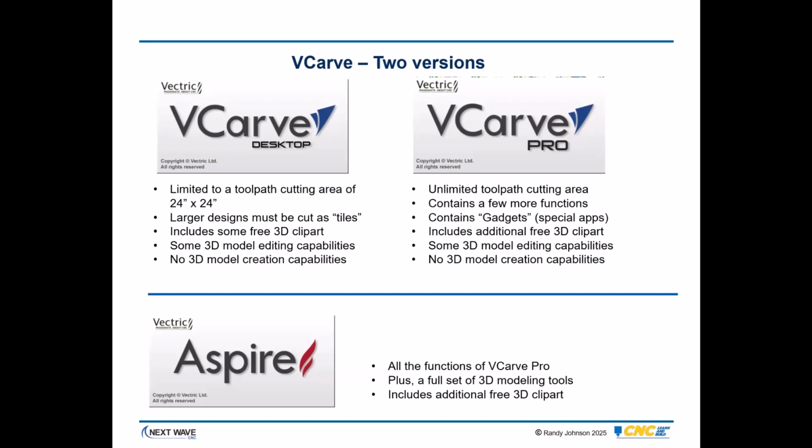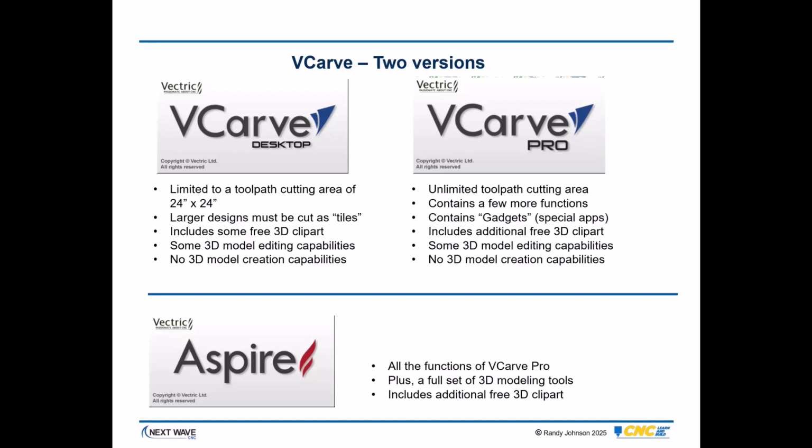I do encourage people, though, that if they really get into doing a lot of CNC, VCarve Pro does have some capabilities which it's usually worth purchasing. Aspire is a whole other ballgame. It's not quite 3 times the price, but 2.5 times the price of VCarve, almost $2,000 for Aspire. But Aspire is a full modeling program. It has all the tools you need to do your own custom 3D modeling for creating relief carvings.